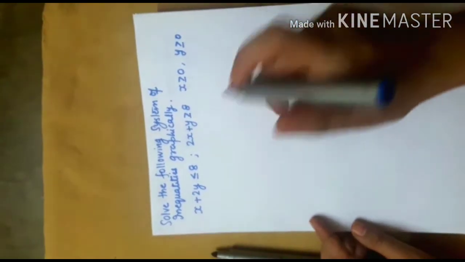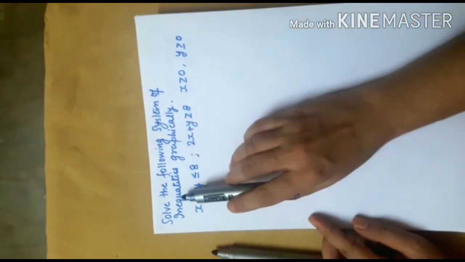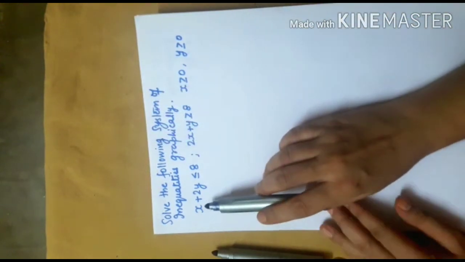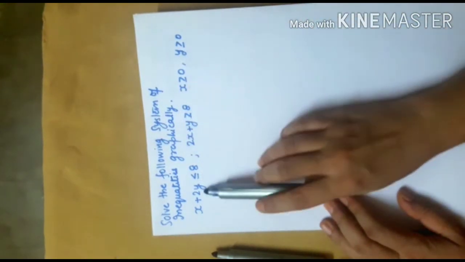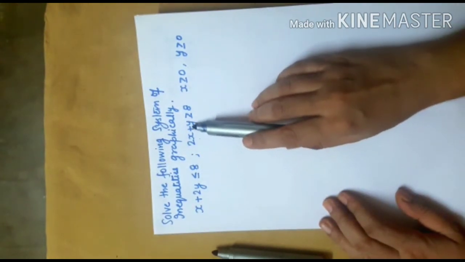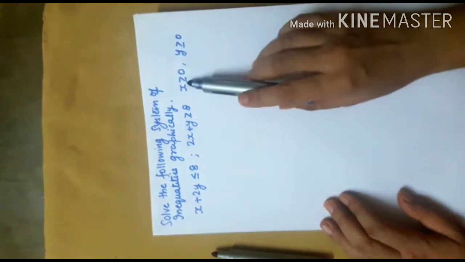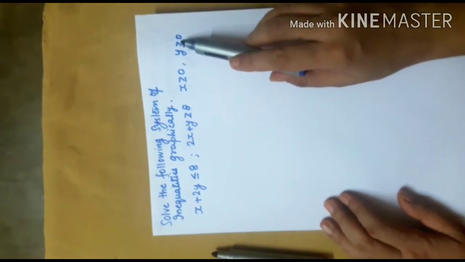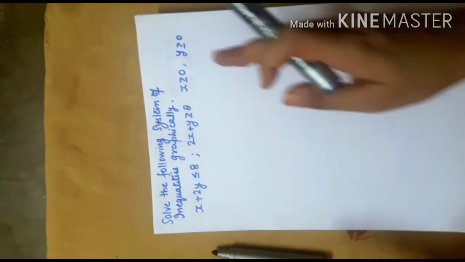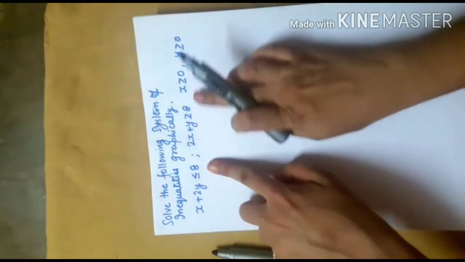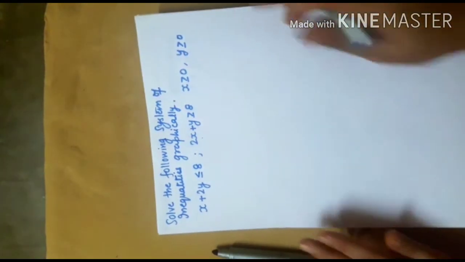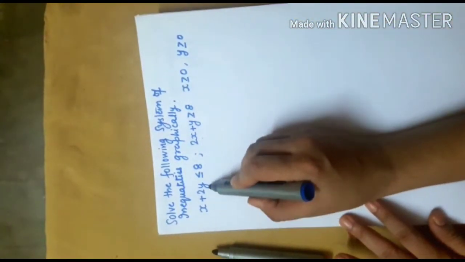Let's take another question. Solve the following system of inequalities graphically. Yes, there are 4 inequalities in this system. x plus 2y less than or equal to 8, 2x plus y greater than or equal to 8, x is greater than or equal to 0, y is greater than or equal to 0, right? So we have to find the common solution of all these inequalities. So we will solve them one by one. So first, let us solve this.